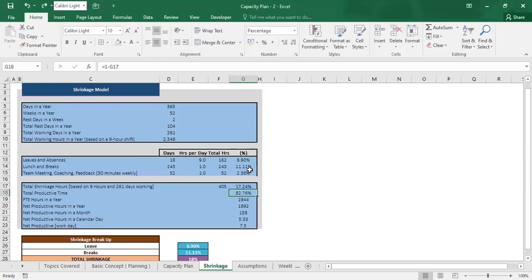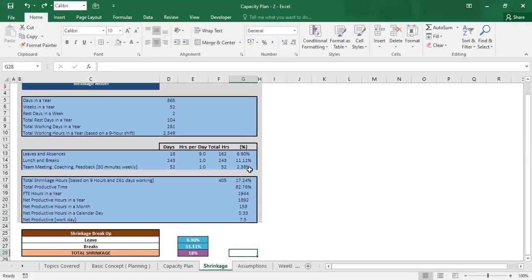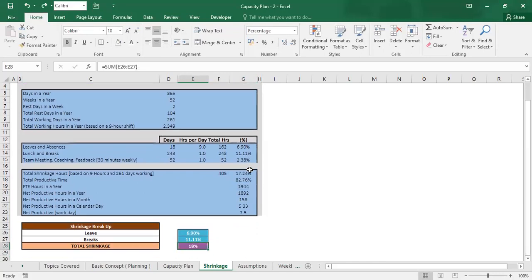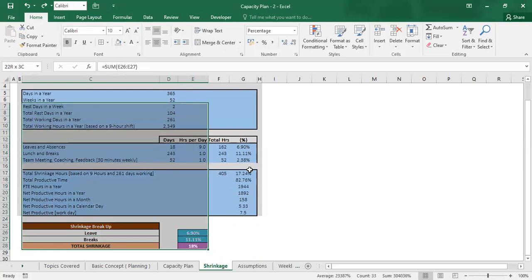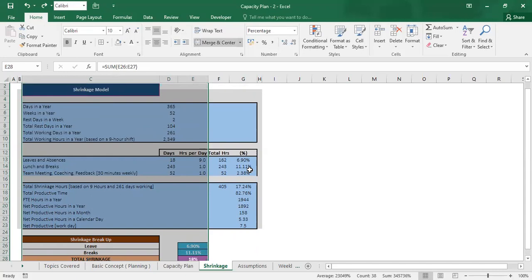So this is the total productive hours. Say in same way, I got my net productive hours in a calendar day. The total shrinkage that we have is 18%. So for more clarification, you can go through the video that I have taken on shrinkage model. So it would be more clear to you. Okay. Due to time shortage, let me move to the assumptions.